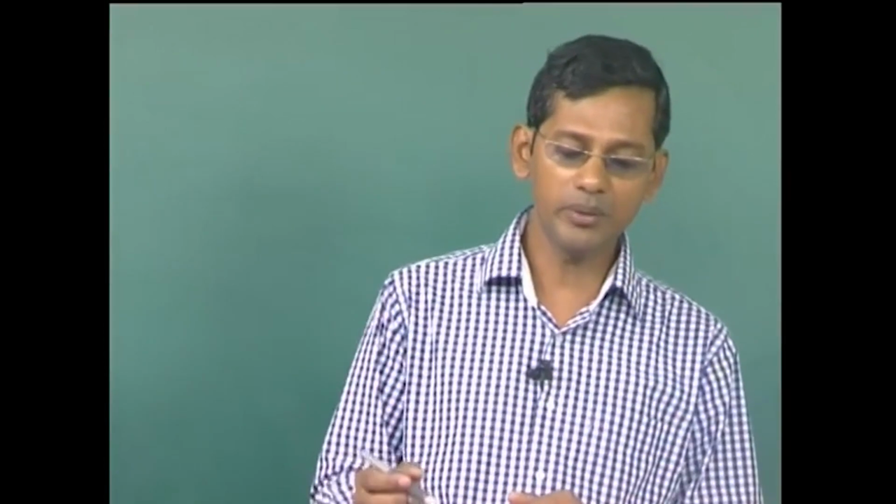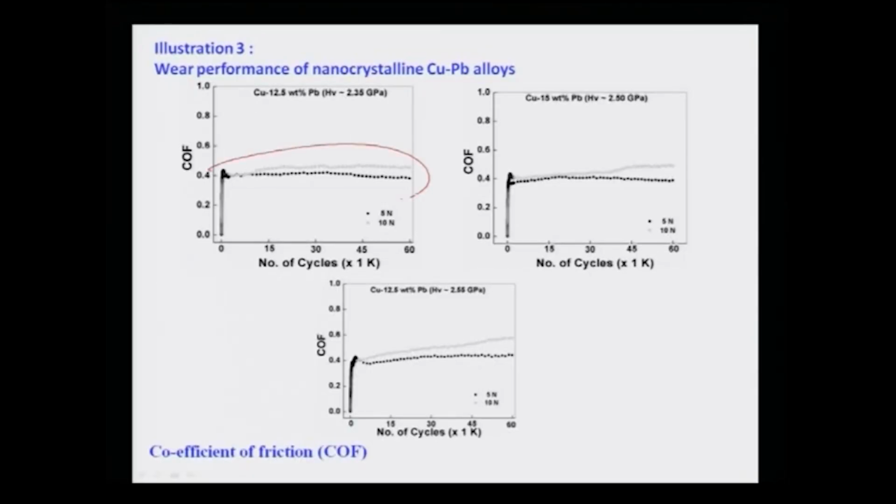Now, understandably, it obviously has a very good distribution of lead in copper. With the nano grain copper, we will have very good friction properties. That is what has been done in this case. You can see the coefficient of friction can be as low as 0.4 in all the cases, and by showing it, we can say that the frictional property of the material has improved.